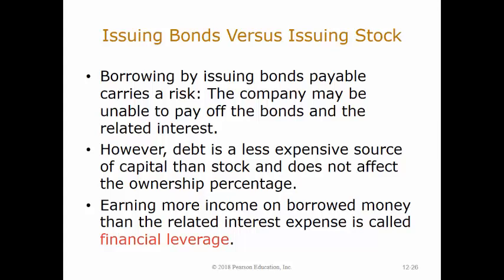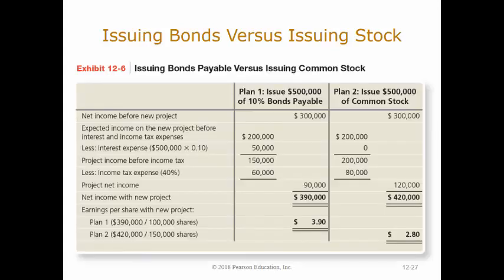Financial leverage occurs when a company earns more income on borrowed money than the related interest expense. Smart Touch Learning's management believes the new cash can be used to increase income before interest and taxes by $200,000 each year. The company estimates income tax expense to be 40%. Exhibit 12.6 shows the advantage of borrowing as it relates to earnings per share.